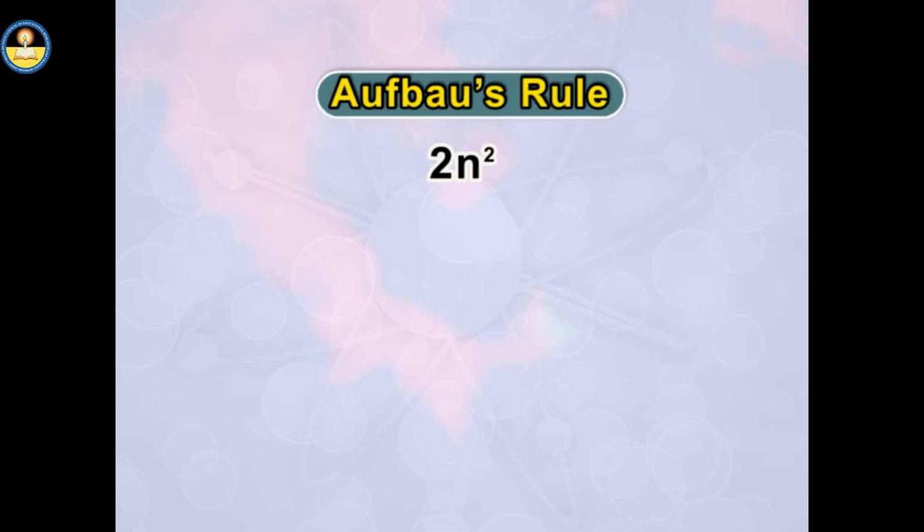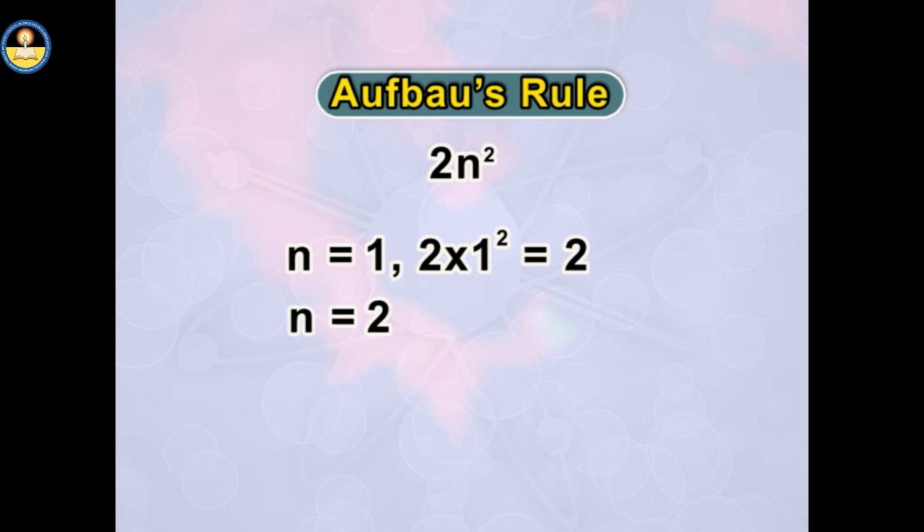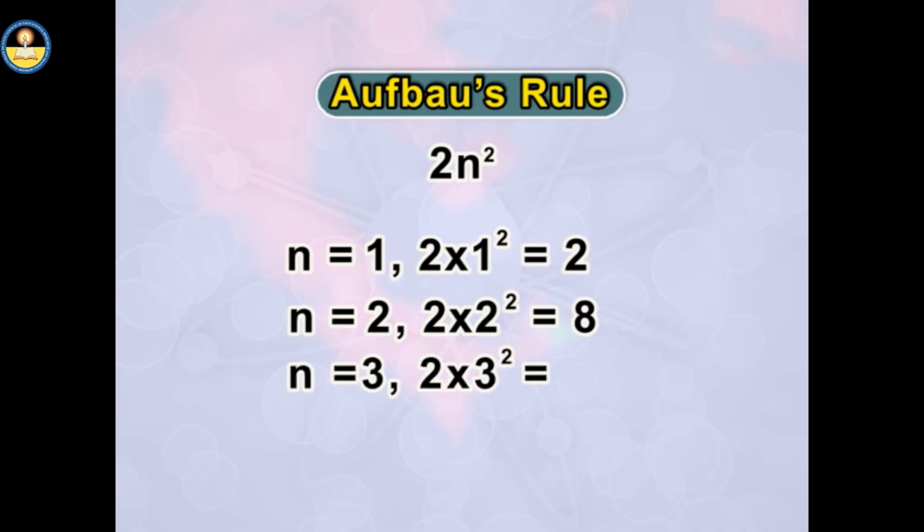2n². n equals 1: 2 into 1 square equals 2. n equals 2: then as per Aufbau's rule, 2 into 2 square is equal to 8. n equals 3: then 2 into 3 square is equal to 18.